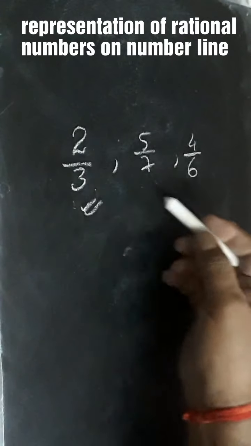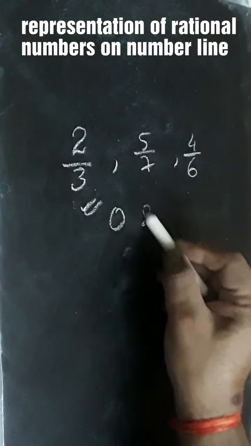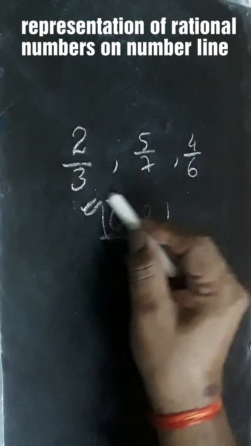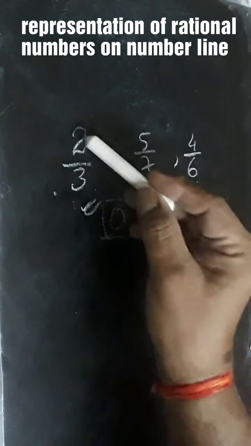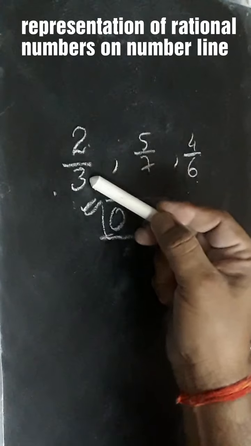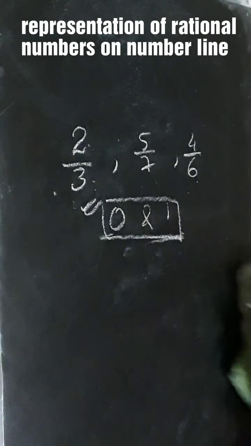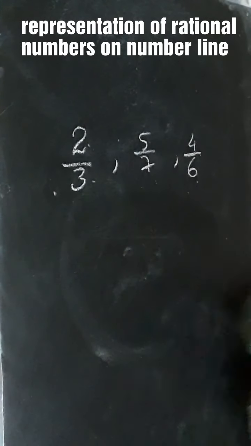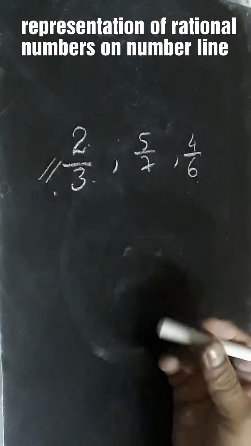Then such numbers will always lie between 0 and 1. These are rational numbers which are also proper fractions. Numerator less than denominator, they will always lie between 0 and 1. Let us see how we will represent them on a number line one by one. Suppose we have to represent the first number, 2 by 3.